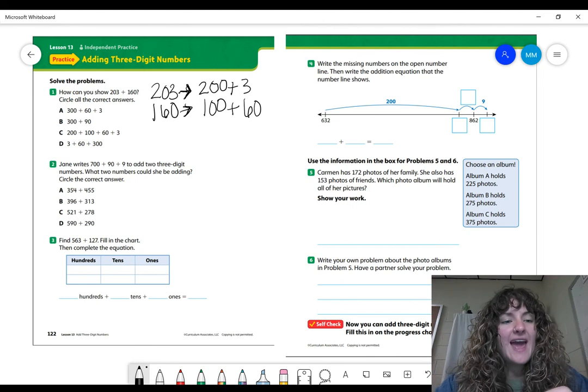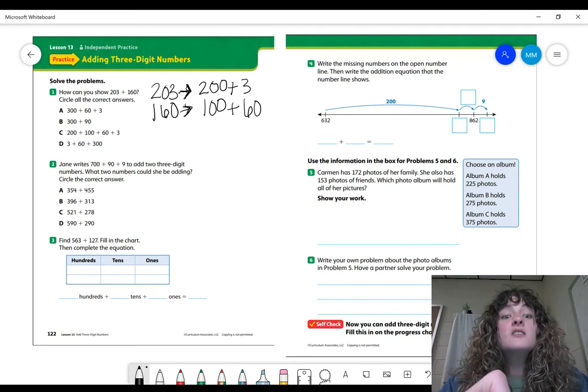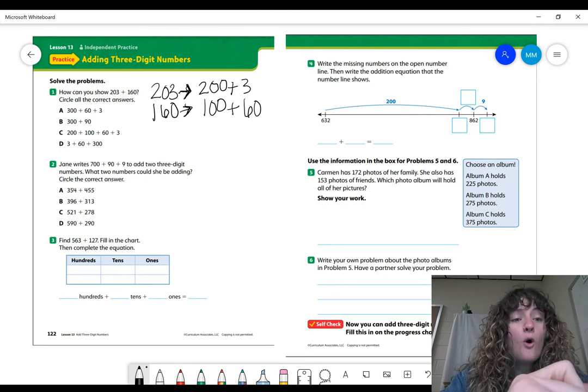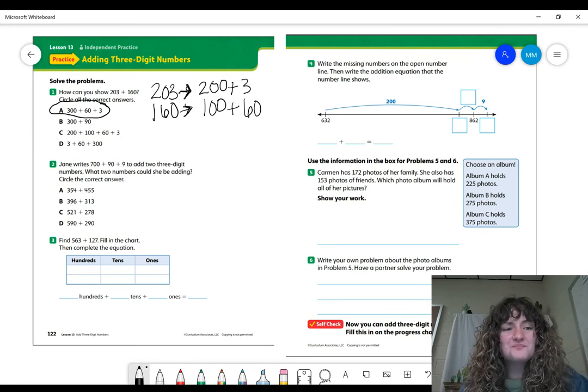So look at A. It says 300 plus 60 plus 3. Well, let's look at our values over here. So we have 300. So 200 plus 100 is 300 plus 60 plus 3. That would help us find the whole for 203 plus 160. So we can circle that one.